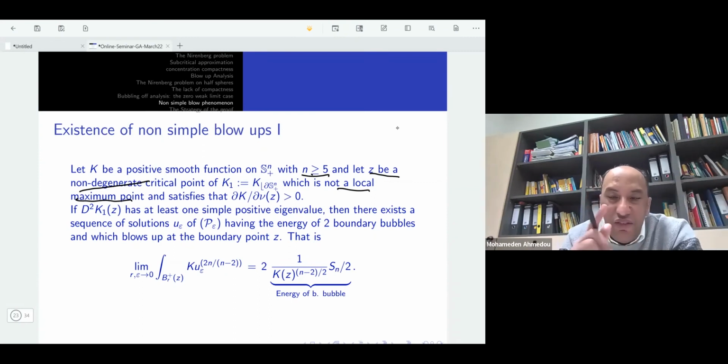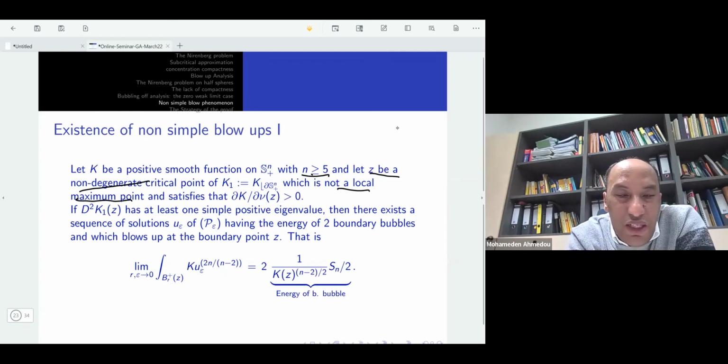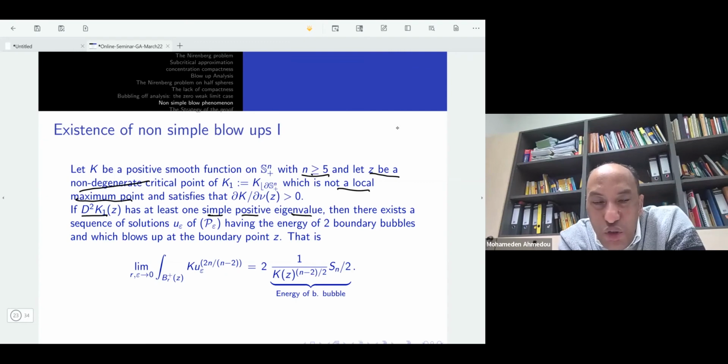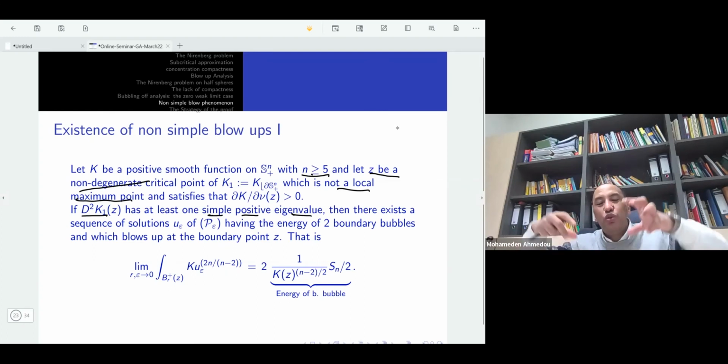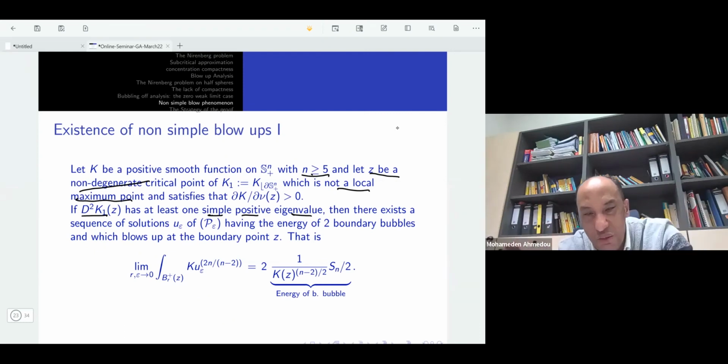So this is the first condition. The condition is that if you assume that the Hessian matrix has at least one simple positive eigenvalue, then you can produce a solution of P epsilon concentrated at Z with the energy of two masses. This means that you have two sequences converging there. So this is the first situation.